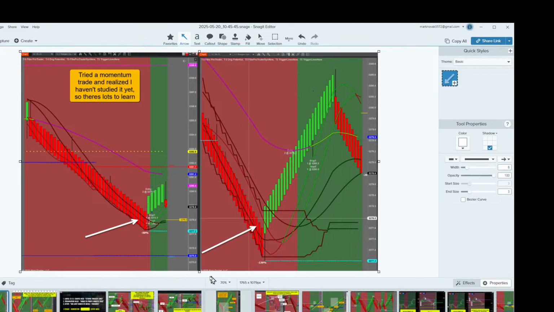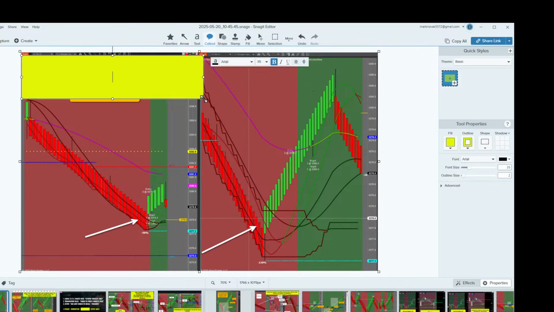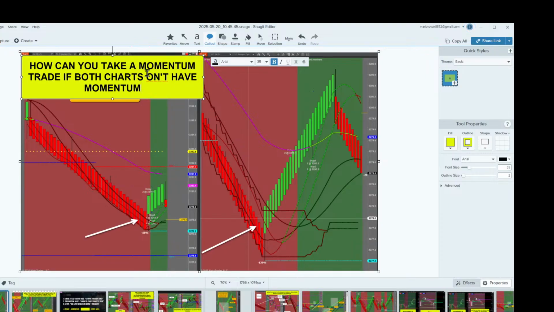Is that momentum? In the wise words of John Novak, how can you take a momentum trade if both charts don't have momentum? That is the easiest safeguard. You can't take a momentum trade if there is no momentum.